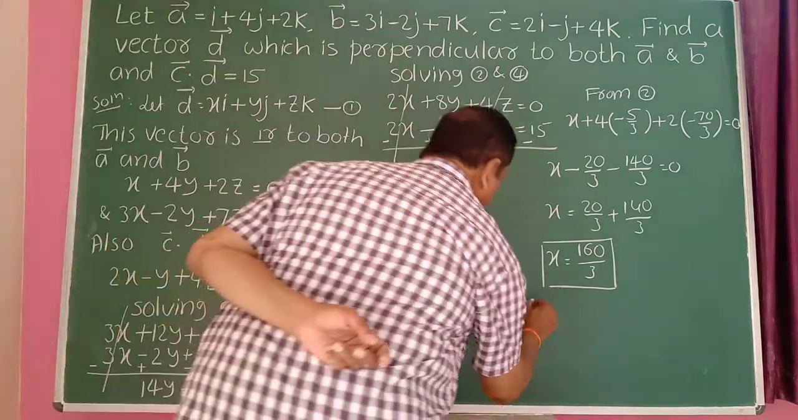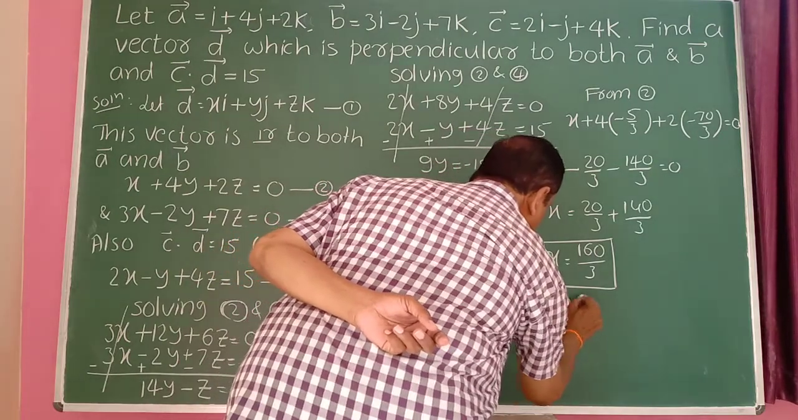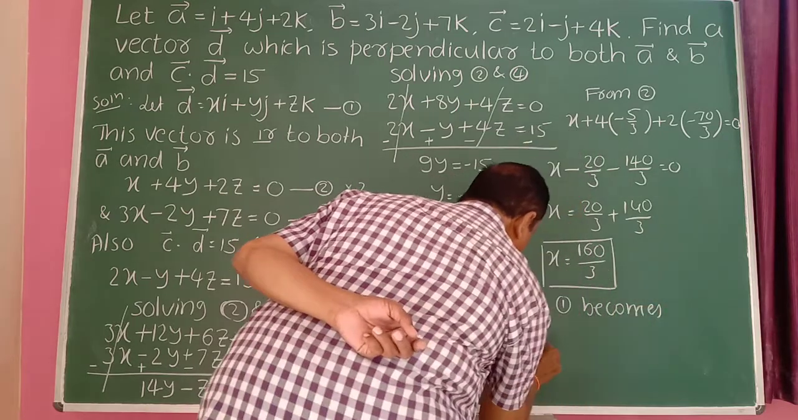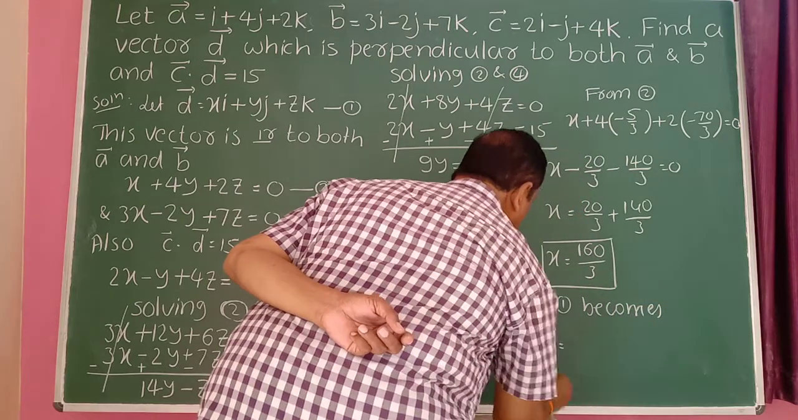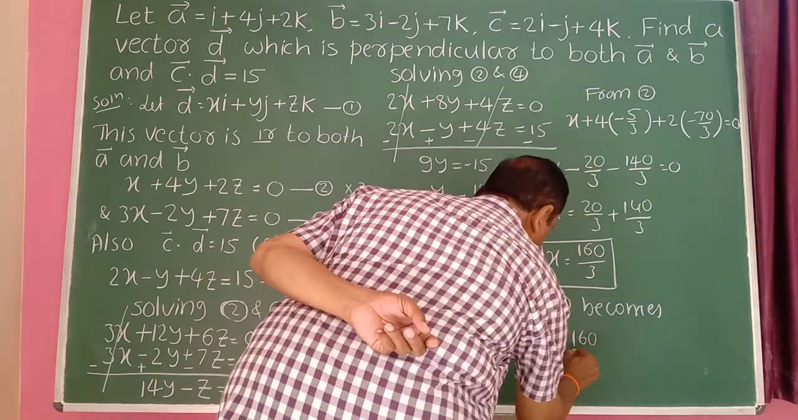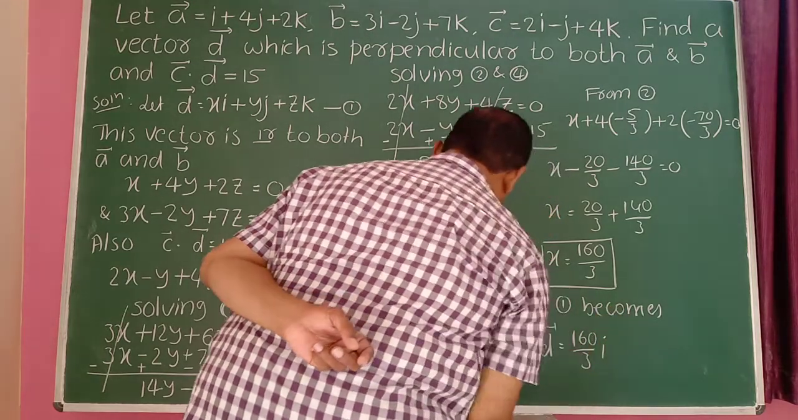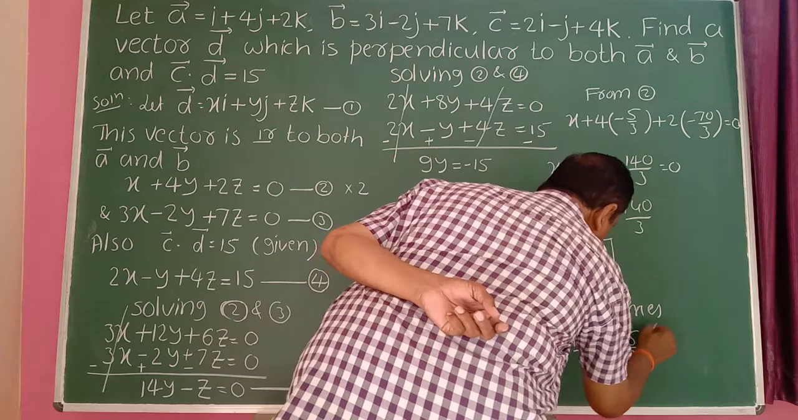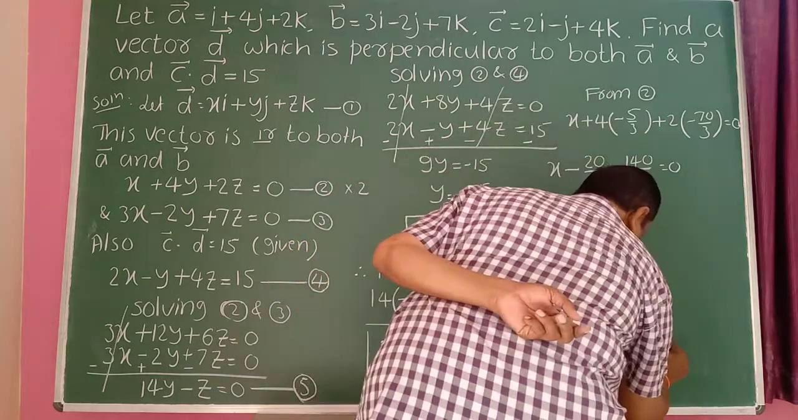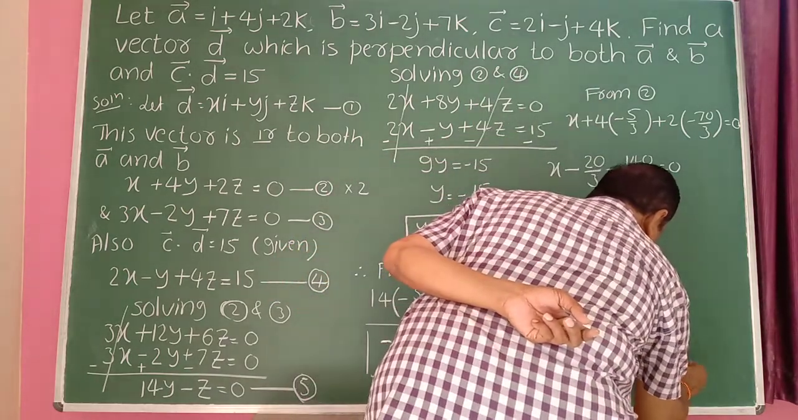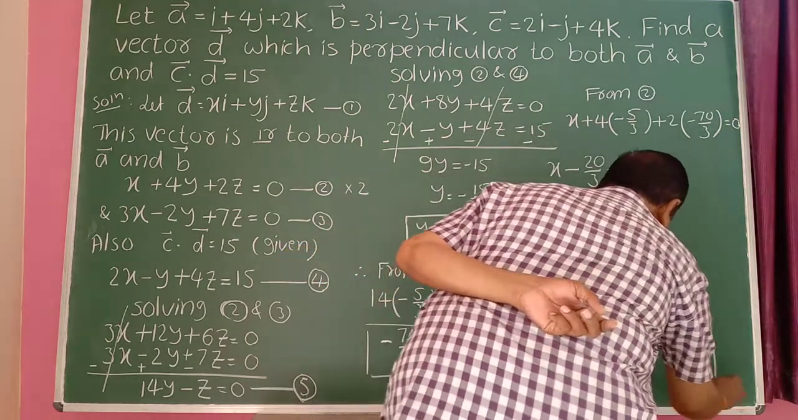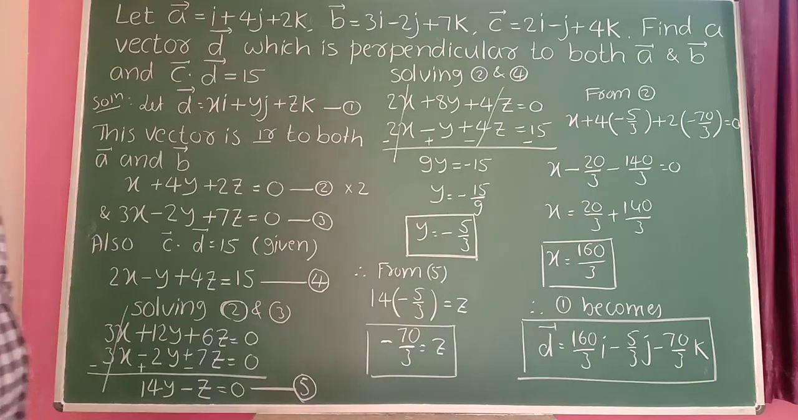So use x, y and z in equation 1. Therefore the vector D bar is equal to 160 divided by 3 into i, minus 5 divided by 3 into j, minus 70 upon 3 into k. So this is the required vector D bar.